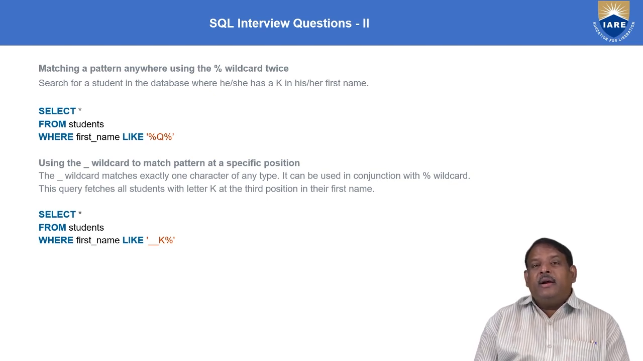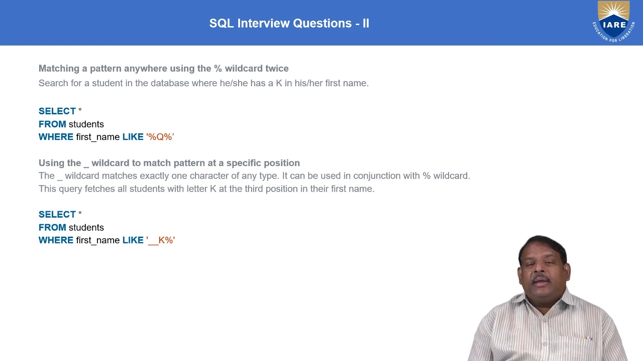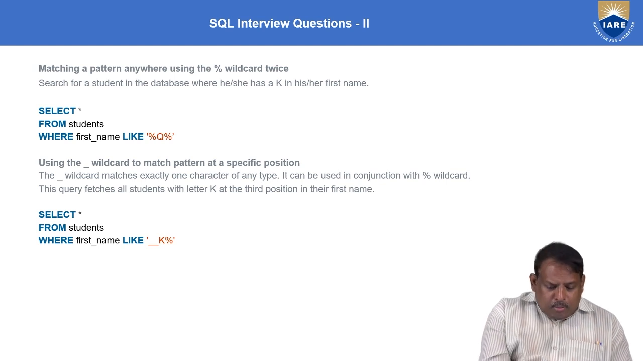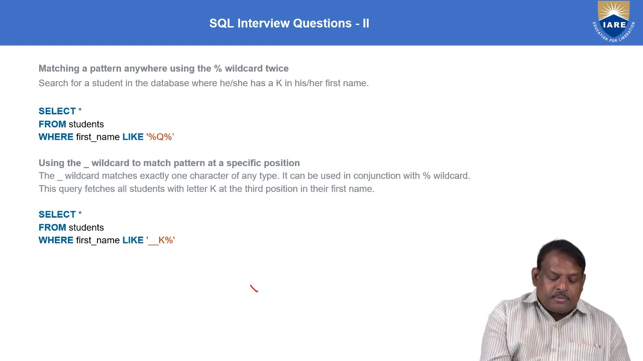Okay, using the underscore wildcard to match a pattern at a specific position. The underscore wildcard matches exactly one character of any type. This can be used in conjunction with the percent wildcard. The query fetches all students with the letter K at the third position. So the first can be anything, the second can be anything, the third should be K, and after that can be anything.